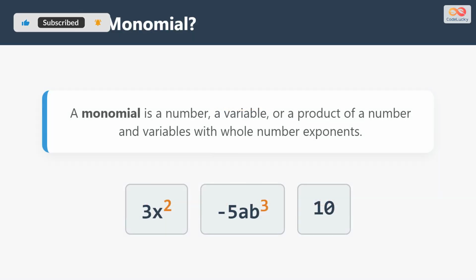First, let us recall what a monomial is. A monomial is a single term. It can be a number, a variable, or a product of numbers and variables. The important rule is that all exponents on the variables must be whole numbers.